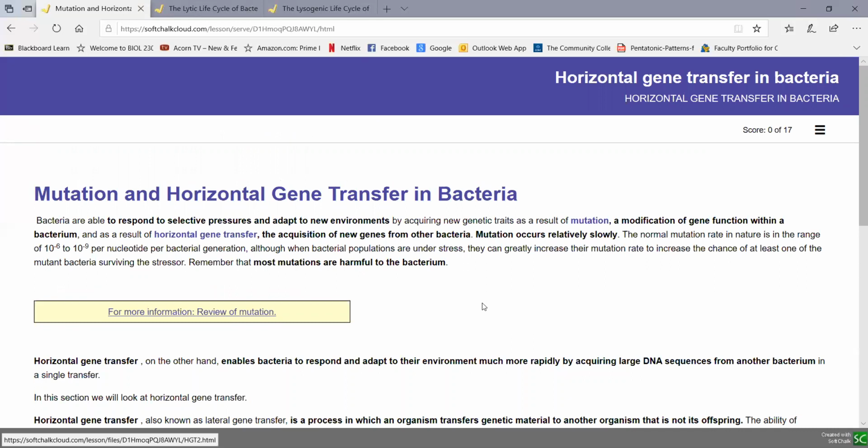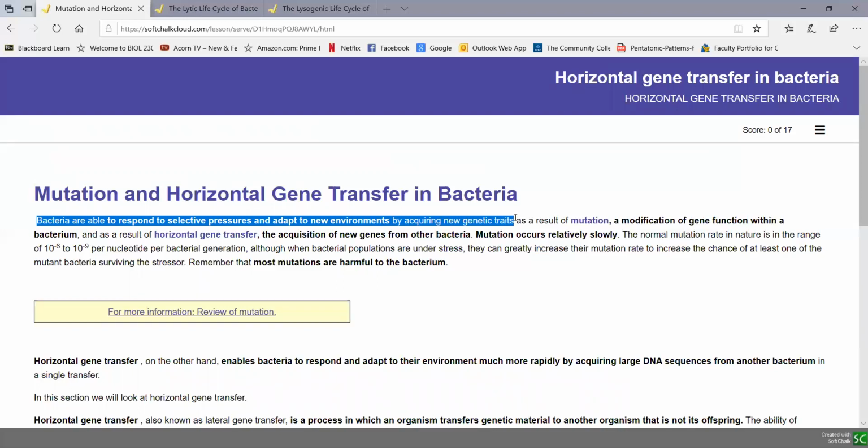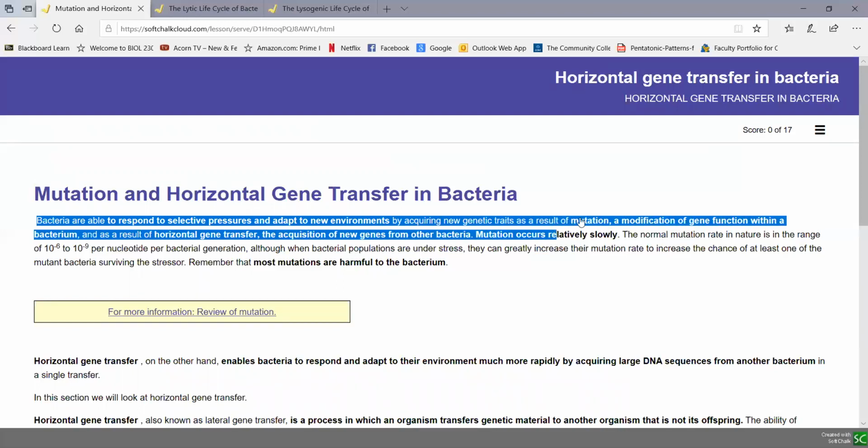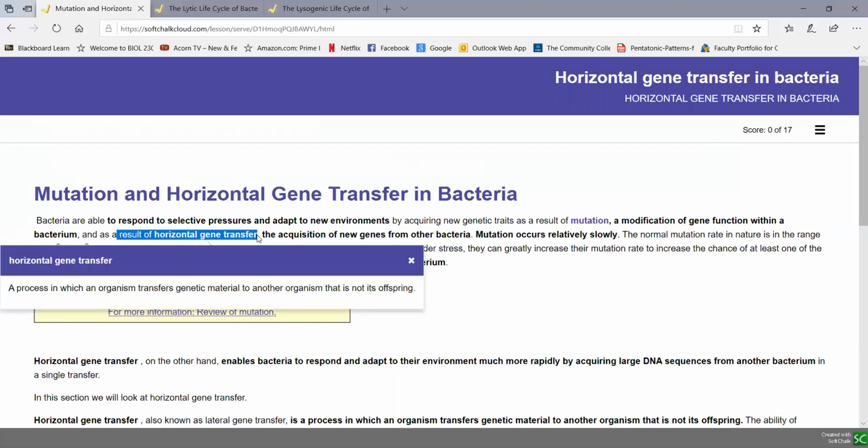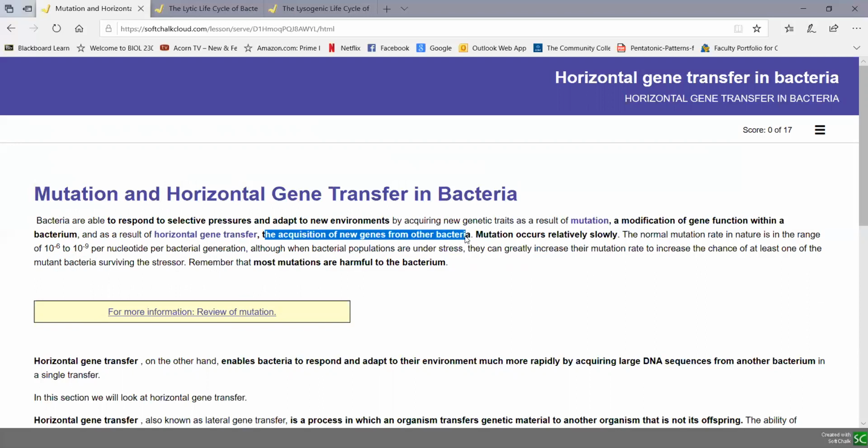So let's start out by comparing and contrasting a little bit about mutation and horizontal gene transfer in bacteria. Now we know that bacteria are able to respond to selective pressures and adapt to new environments by acquiring new genetic traits. And this is a result of mutation, mutation being a modification of a gene function in a bacterium, and as a result of horizontal gene transfer, which is the acquisition of new genes from other bacteria. Mutation occurs relatively slowly. The normal mutation rate in nature is around 1 out of every million to 1 out of every billion per nucleotide per bacterial generation.